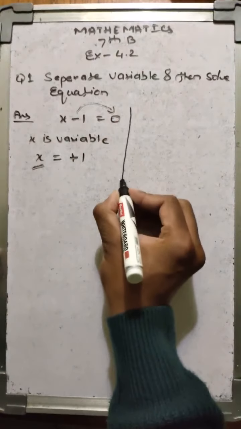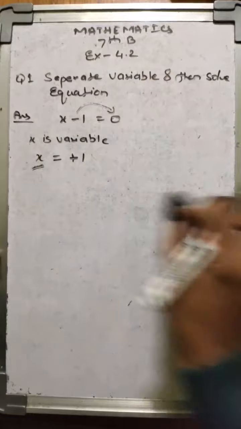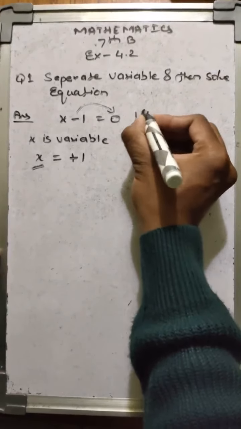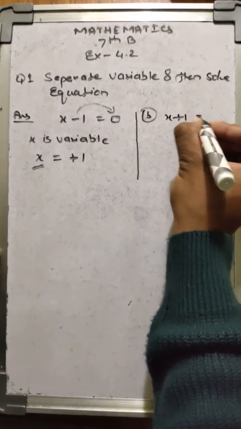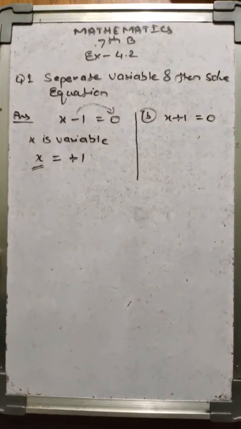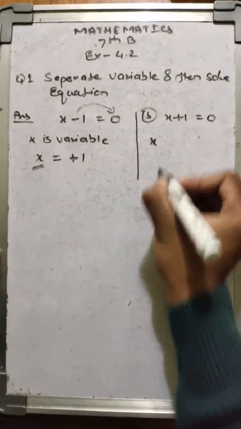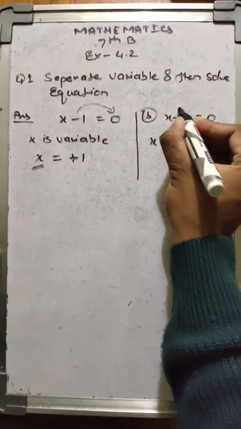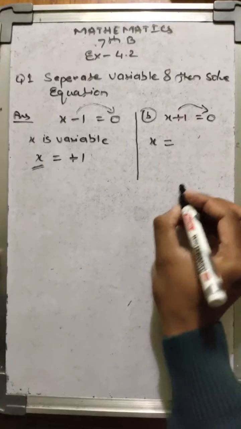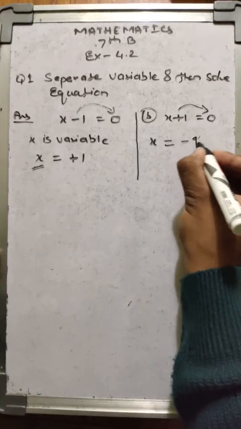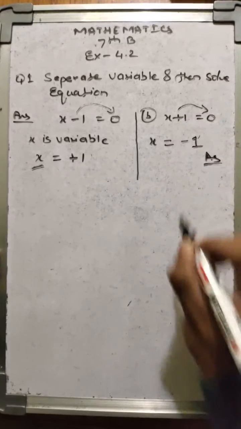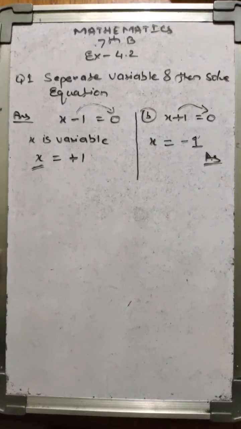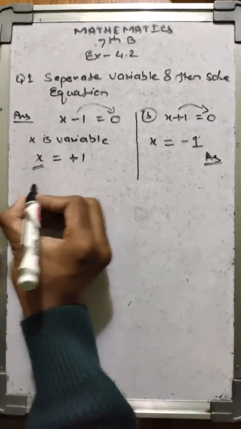In the B part of this same question, x plus 1 is given, and that is equal to 0. Similarly you have to make x alone, and when this 1 is transposed to the right hand side, it will become -1. So this is your answer, and the rest of the questions are really easy. They are not tough, so I'm giving you homework.